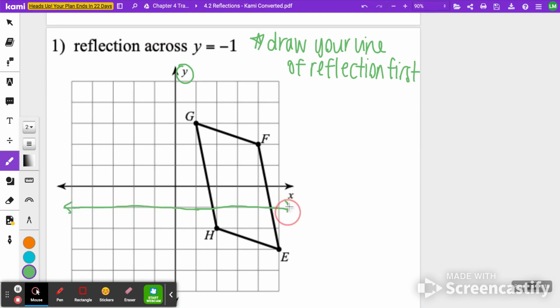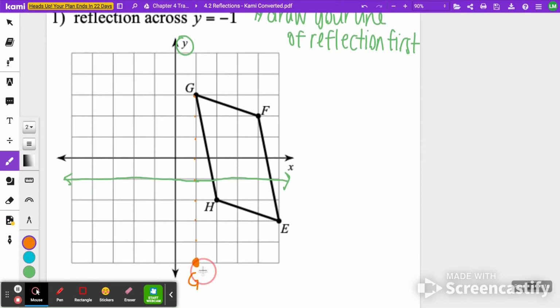One way I like to do this is I start at a point and I say, how far is G away from the reflection line? It is 1, 2, 3, 4 steps away. So I'm going to go in the opposite direction, another 1, 2, 3, 4. So G prime is going to end up down here. I can do the same thing with H. H is 1 step away from the reflection line, so I go in the other direction and reflect it on there.